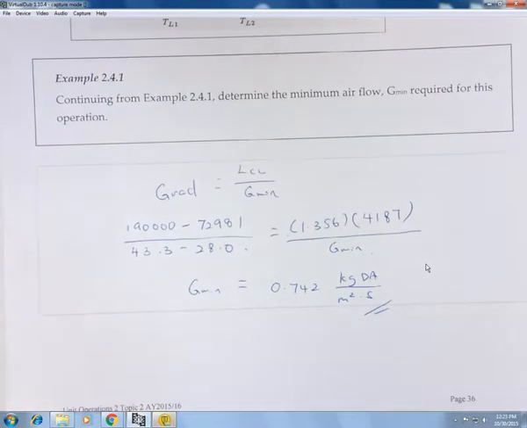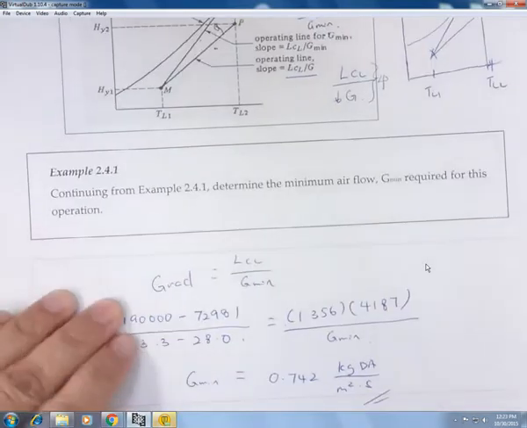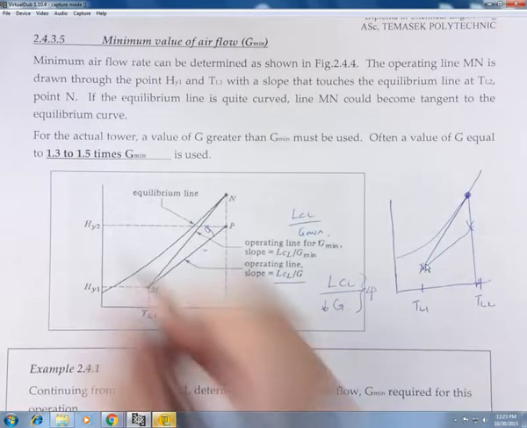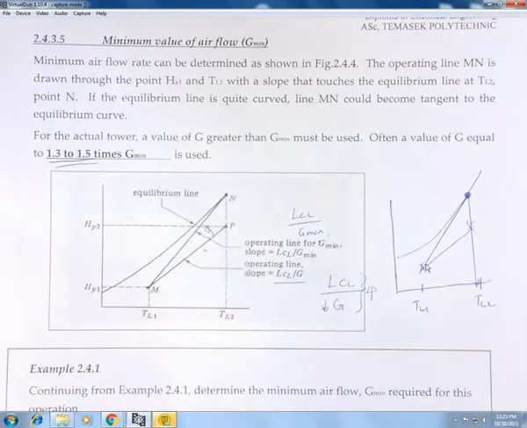And in real, do we ever operate at G minimum condition? Of course not, because technically no column can ever reach equilibrium. So we would again operate at about 1.3 to 1.5 times G minimum. Okay, and that concludes the lectures for topic 2. Thank you.